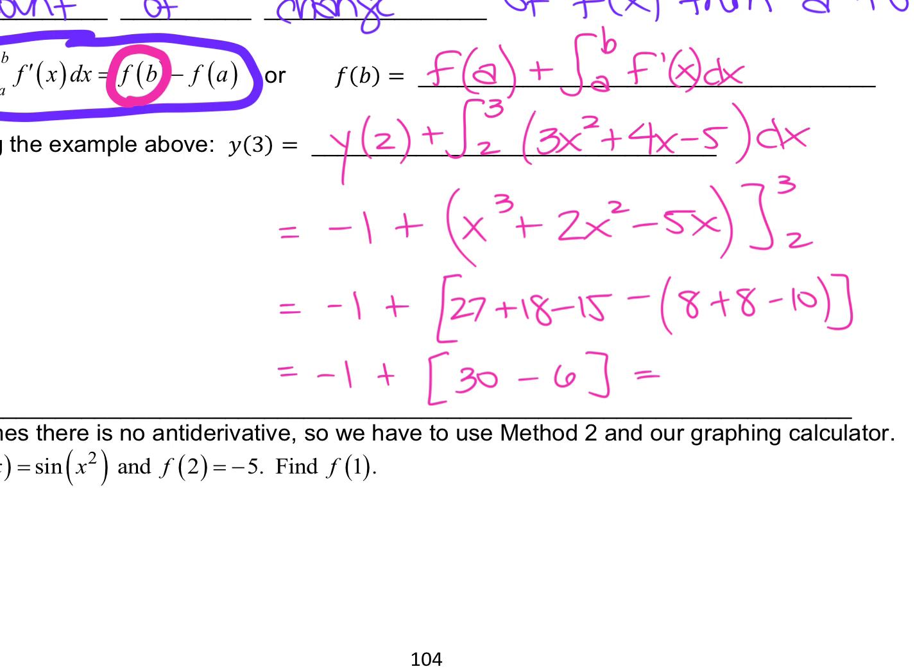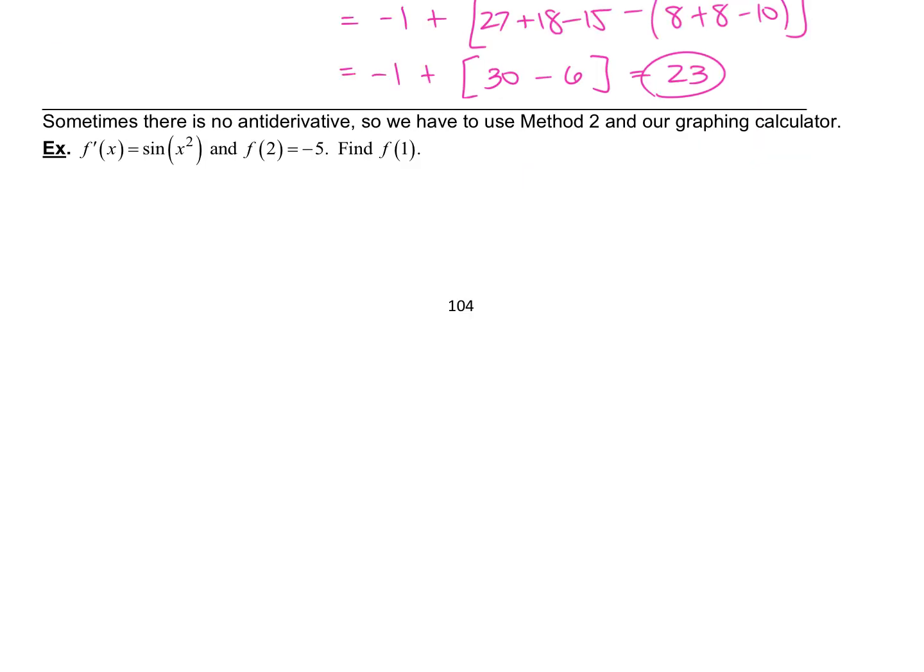So -1 plus 24 does give me 23. How is that easy right now? Because you don't have to solve for the c. Number 2 is a great example of why you would do this.